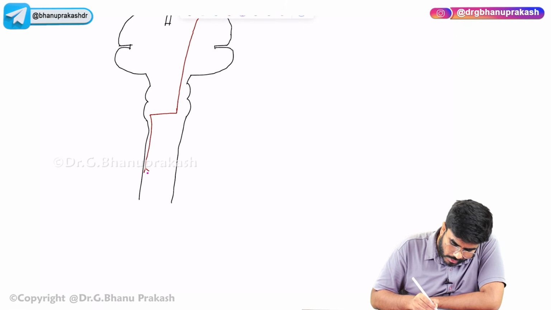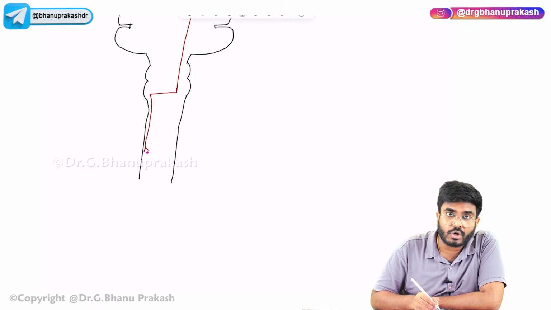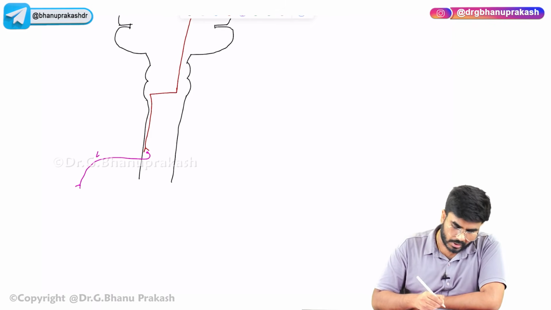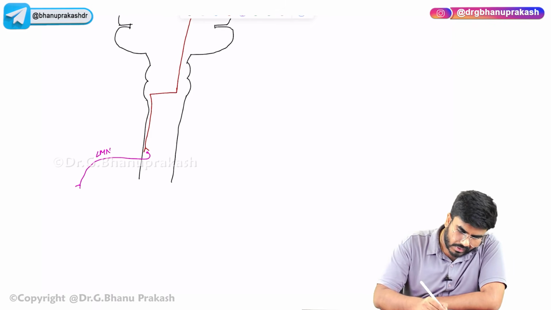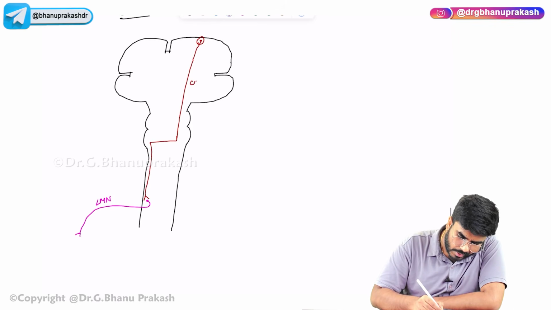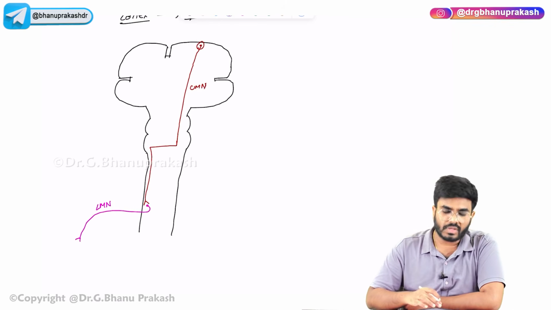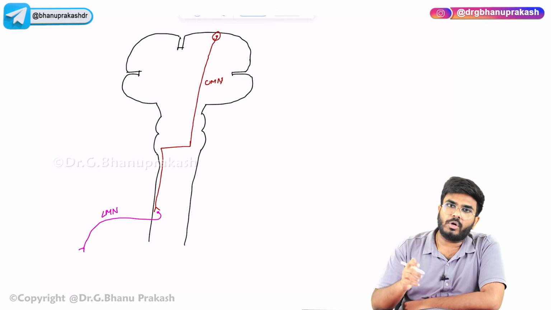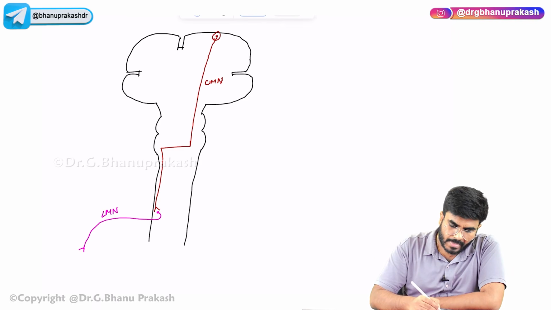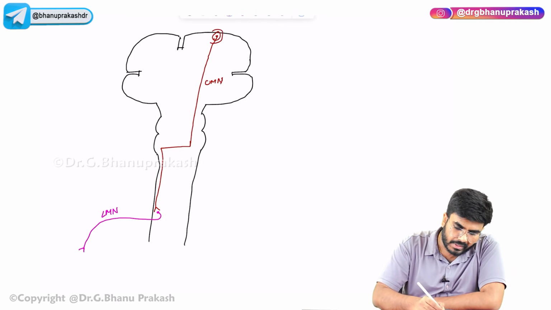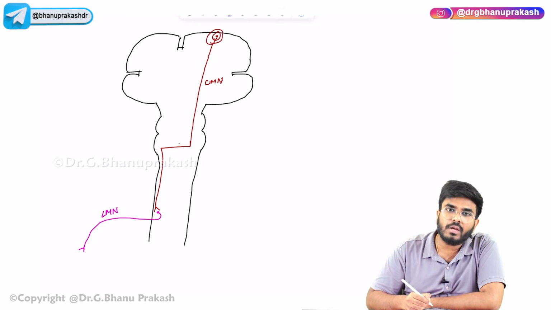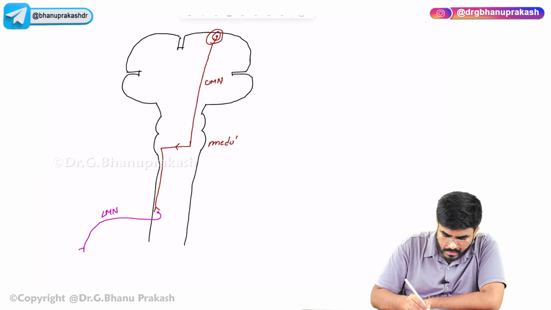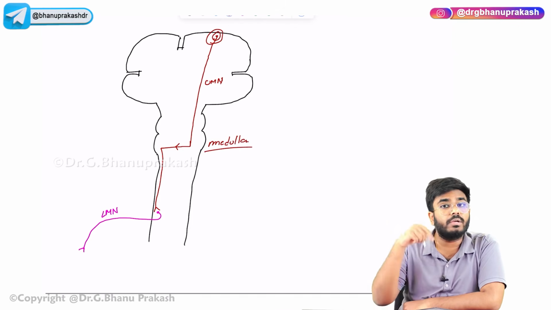Now this upper motor neuron is going to control this red color neuron, which is also called upper motor neuron. It will control these lower motor neurons in the spinal cord. So this is the lower motor neuron, and what is this red one? This is the upper motor neuron. So in the motor pathway there are upper motor neurons and lower motor neurons. Now can you tell me what this red color fiber is doing? It is coming from the cortex, it is coming into the spinal cord, and it is crossing where? It is crossing at the level of medulla. So this is a corticospinal tract.